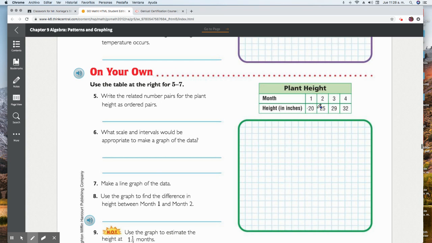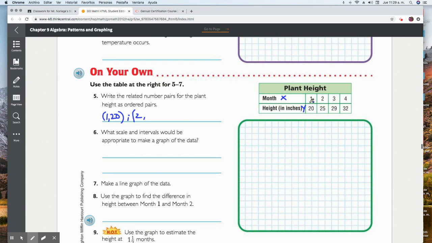So we're going to use 1 and 20, 2 and 25, 3 and 29, 4 and 32 to make ordered pairs. The first line in this table would be our x-axis, and the second line will be our y-axis. So I'm going to open a parenthesis. The first number that I'm going to write here is a number for my x-axis, which is 1 in this case. 1 comma and then 20. Close parenthesis, open another one.